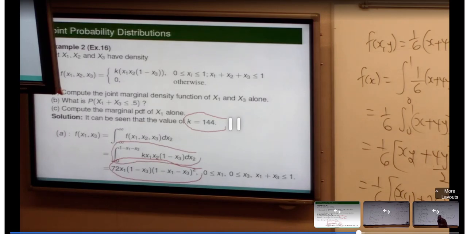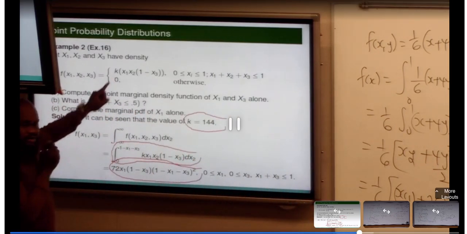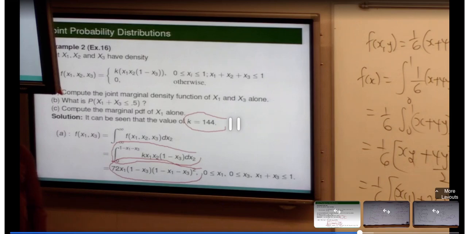But I want to award an extra credit now. Can somebody tell me, what am I going to do to figure out the K? It's a constant. What am I going to do?